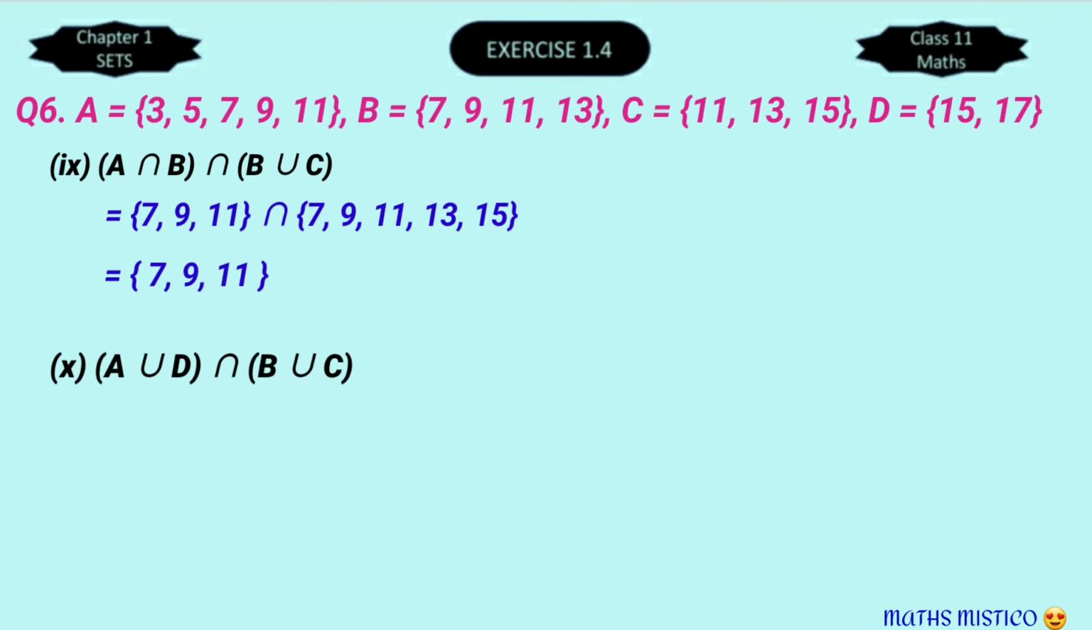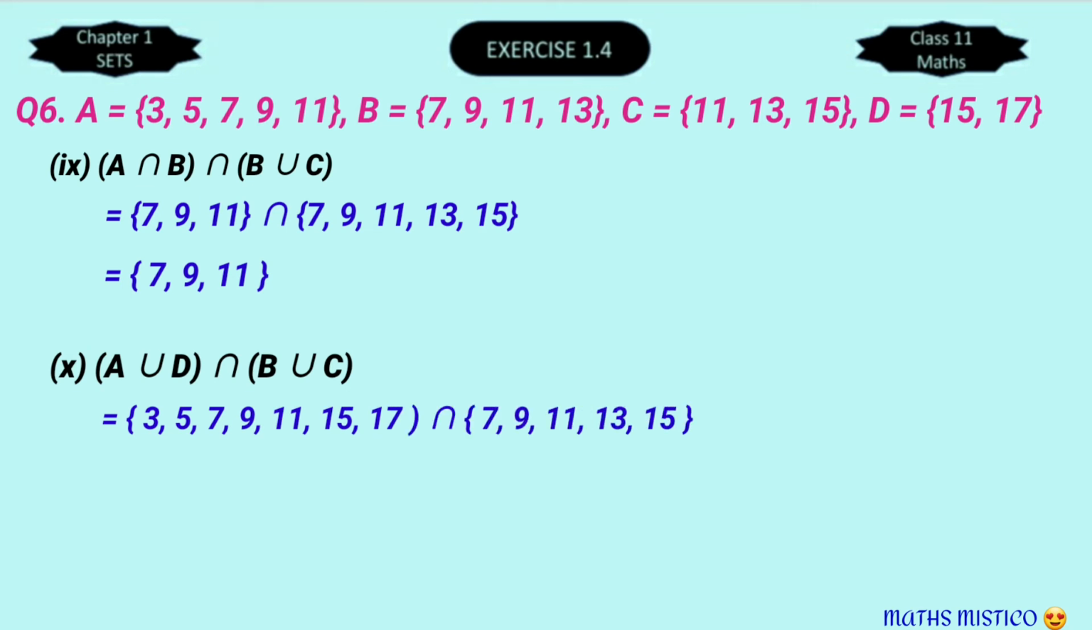In the 10th part, let us find out the unions of the two sets given in the brackets first. So the first one gives us this set and the second one gives us the set 7, 9, 11, 13, 15. Now you can see that we have 4 common elements here. So the intersection of these two sets gives us the set 7, 9, 11, 15.